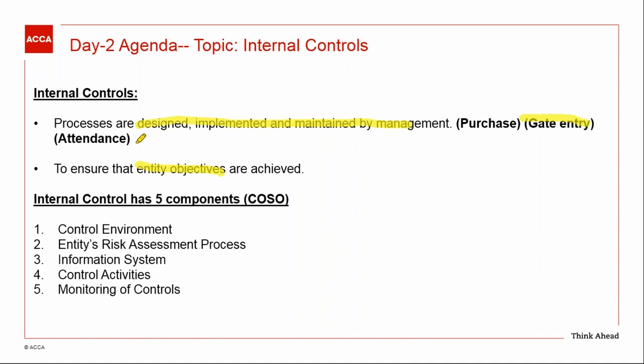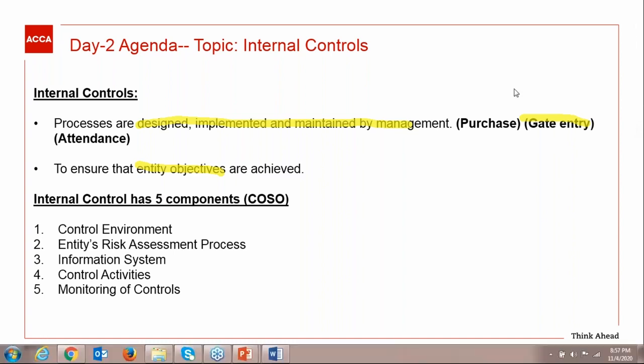I will tell you the internal control, and you people will tell me about the control objective behind this control. I again repeat, I will tell you the internal control which is placed by management, and you have to tell me what is the entity's objective behind this control. Understand? So, the second example is related to attendance.